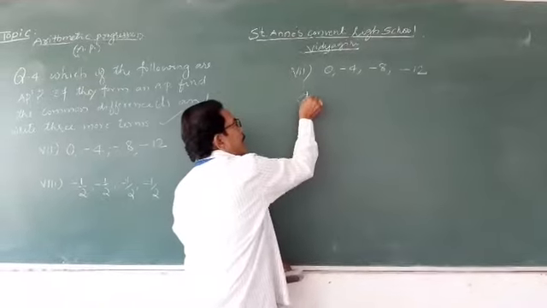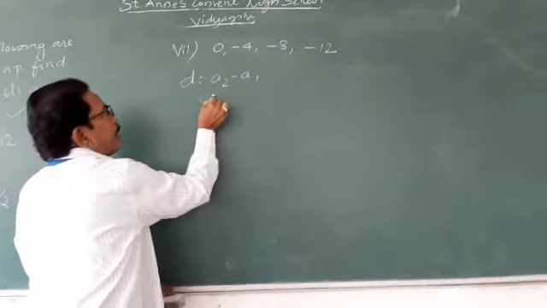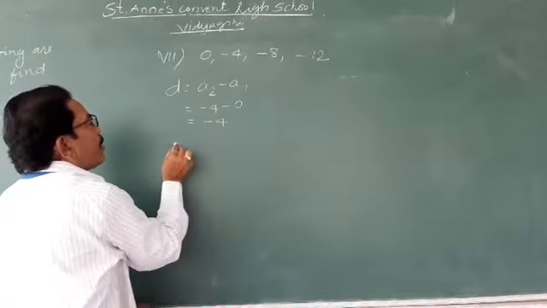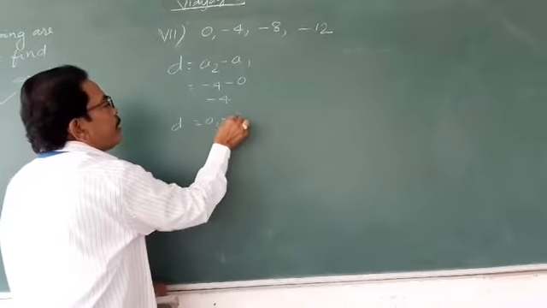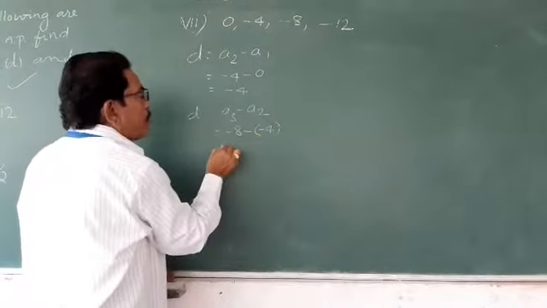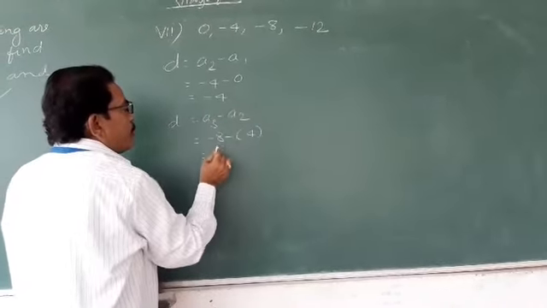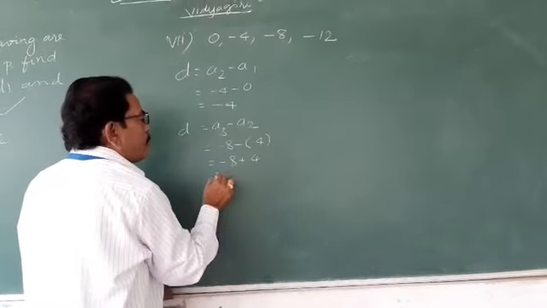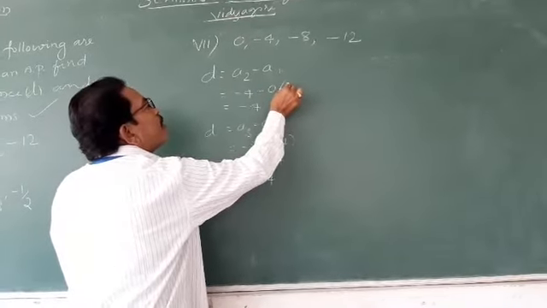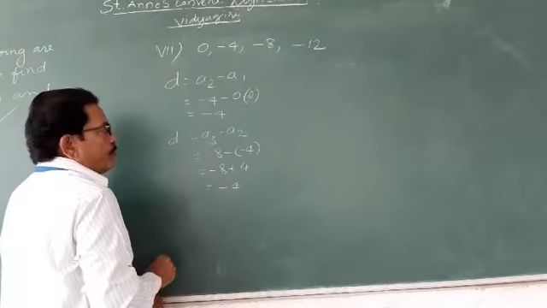Okay. D equals A2 minus A1. That is minus 4 minus 0, that is minus 4. D equals A3 minus A2, minus 8 minus of minus 4, that is equal to minus 8 plus 4, that is equal to minus 4. Here you can write that the value of A1 is 0 also.